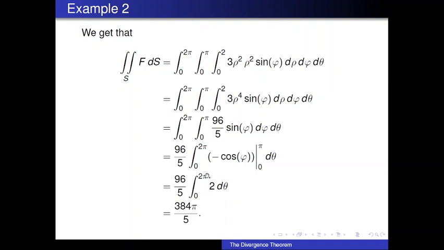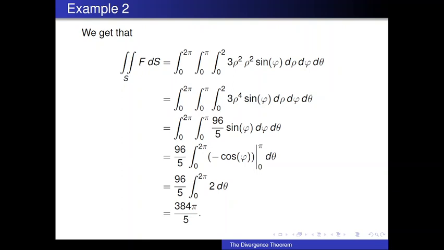Okay. So then we have the integral from 0 to 2 pi of the constant function 2 with respect to theta. So we'll multiply 96 by 2 and then multiply everything by 2 pi. And that comes out to give us 384 pi divided by 5. Okay. So that one wasn't so bad either.